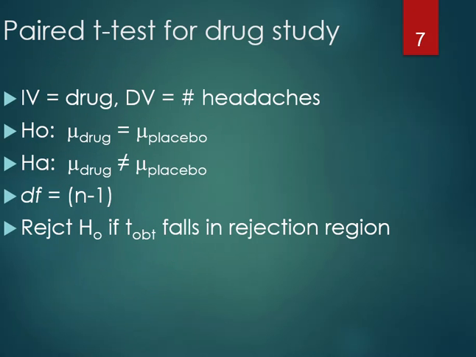All right, so we can do another example where drug is the independent variable and the dependent variable is the number of headaches. In a two-tailed, you can see how this plays out, where we have the mean drug equals the mean placebo, and the alternative is not. Now notice degrees of freedom is going to be n minus 1. Before, for an independent t-test, it's N minus 2, or n1 minus 1 plus n2 minus 1. Here we do not have that. And same rejection rule.